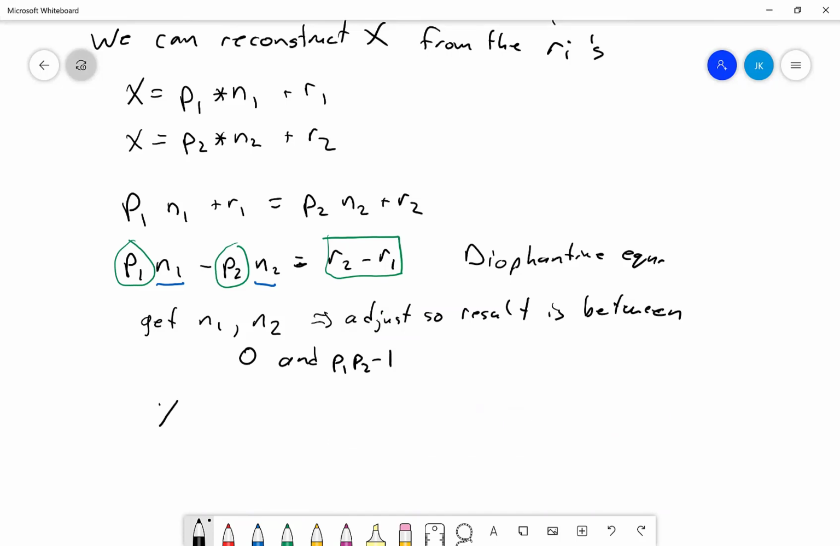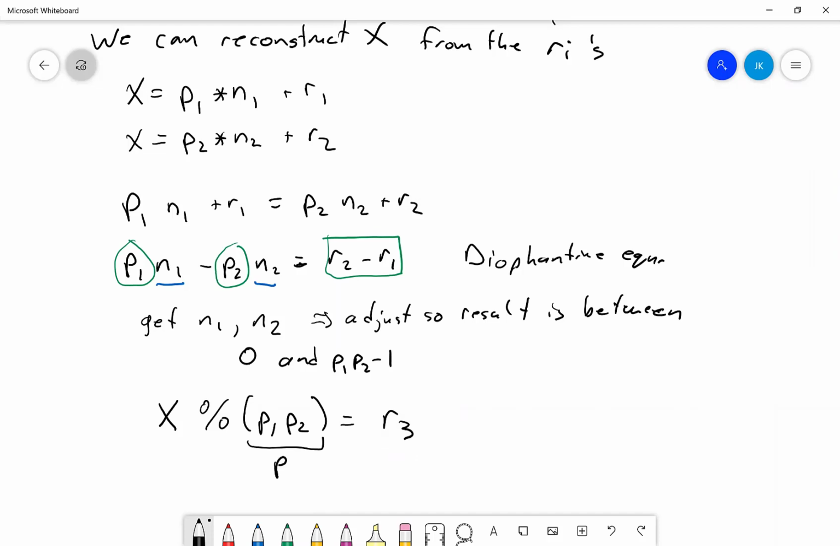And so now effectively, another way that we can write this is that we can say x mod p1 p2 is equal to some new remainder, which I guess would be like r2 minus r1. Actually, I'm getting confused about that part right now. You might have to recompute this. But anyway, the point is we're going to have some new single remainder here, r3.